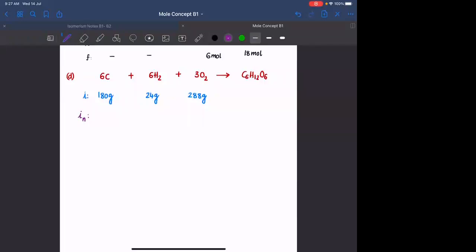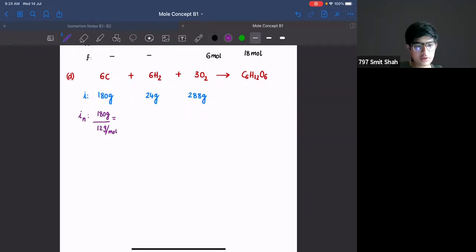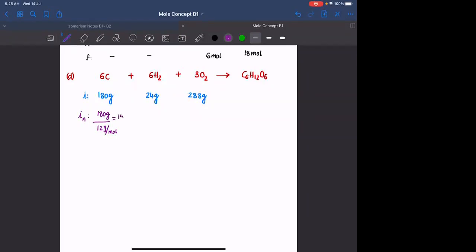What will moles be equal to? Given weight by molecular weight. Carbon is 12 gram per mole. What is this value equal to? 15. So this is 15 mole. This is 24 gram of hydrogen, and its mass is 2 gram per mole, which gives 12 mole.